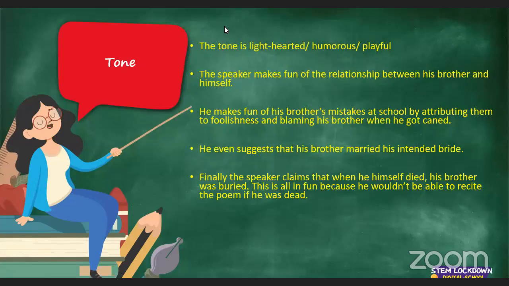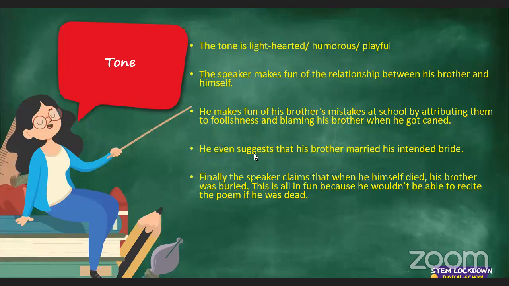So the tone here, we would say it is light-hearted, it is humorous, it is playful. It has nothing to do with depression and being defeated. The reason why it is light-hearted or humorous or even playful, the speaker makes fun of the relationship between his brother and himself. And he is doing that by using a hyperbole. Hyperbole has been used throughout the poem, okay? He makes fun of his brother's mistakes at school, okay? So I don't think we read the other 2 stanzas before the last 2 ones that we read, okay?